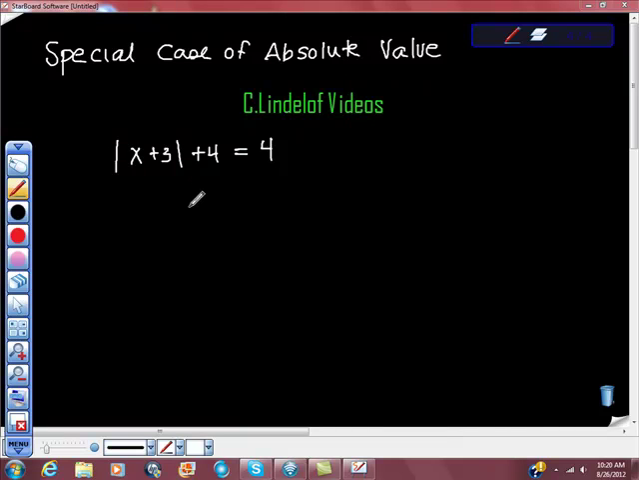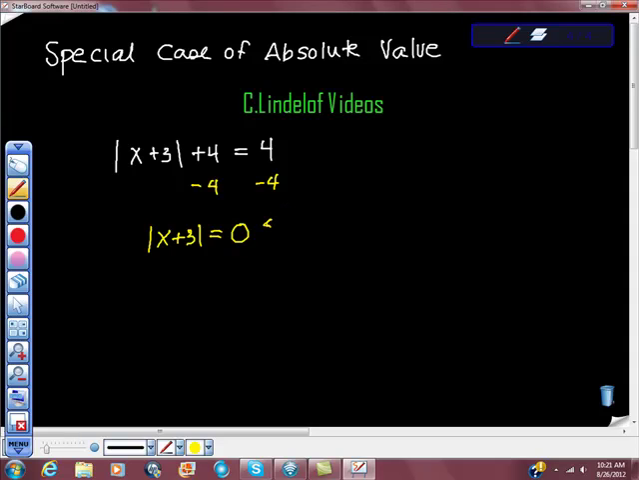Let's just look at this and solve it as an algebraic equation here. So all I'm going to do is start by moving this positive 4 over. I'm going to get this absolute value piece by itself. So I'm going to add negative 4 to both sides. Negative 4. So we have the absolute value of x plus 3 is equal to 0. This is the indicator that we have a special case here.